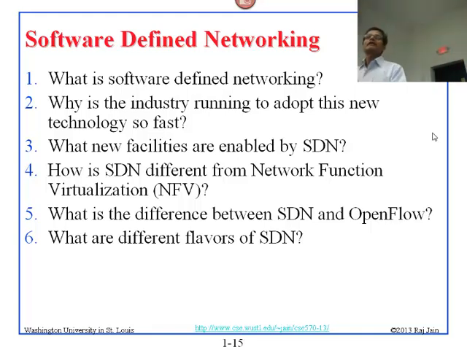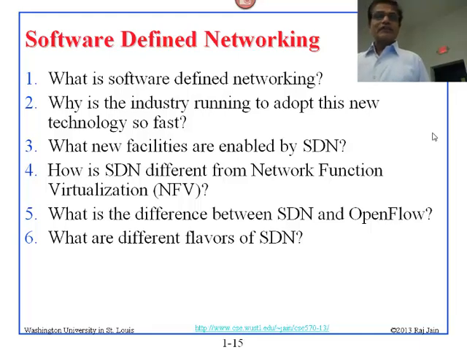Cisco has promised to buy a company for $800 million, their own internal startup on SDN. And every other company that I know of, you name any networking company, whether it is Juniper or Microsoft or any other company, they are all working on SDN. Why this craziness? What new facilities are enabled by SDN? What can you do that you cannot do today?